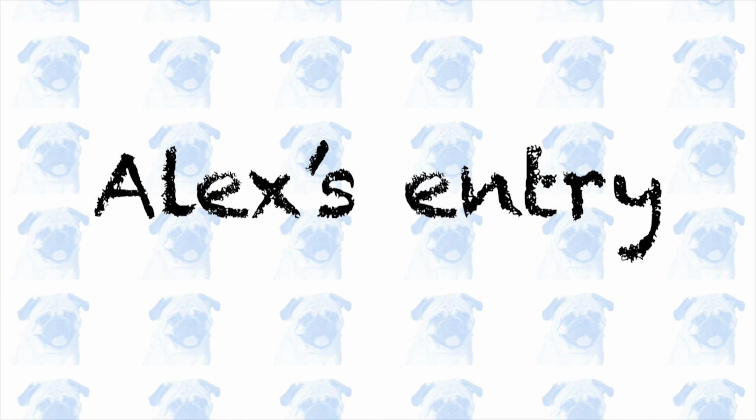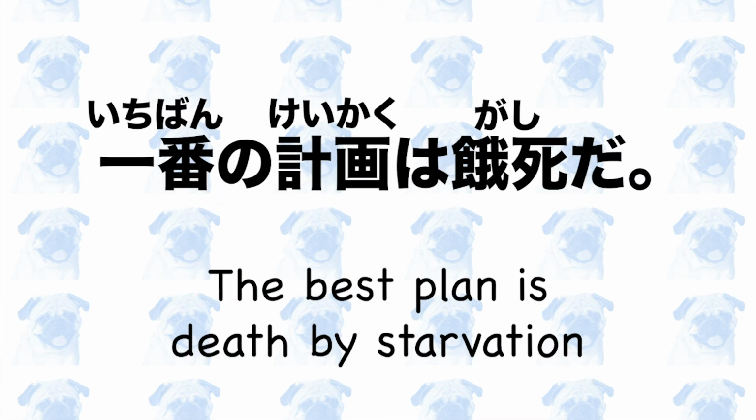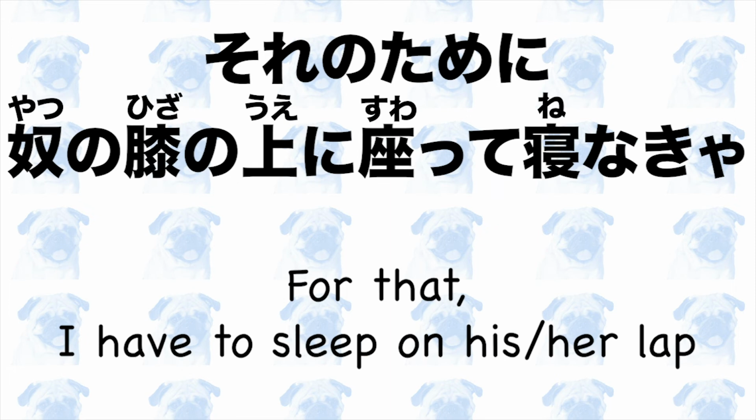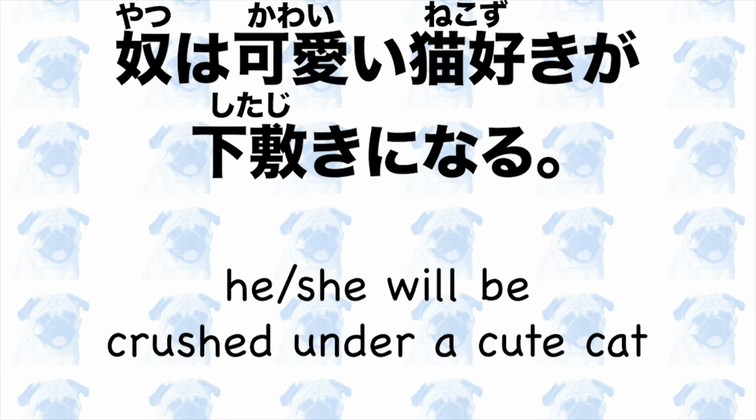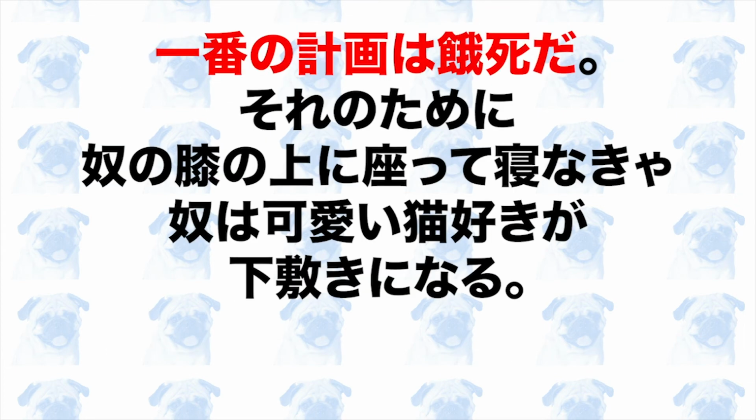Here is his original submission. 一番の計画は餓死だ。それのために奴の膝の上に座って寝なきゃ、奴は可愛い猫好きが下敷きになる。Our cat believes that death by starvation will be the most fitting for the human, and in order to carry out this plan, the cat is going to sleep on the human's lap. This comical idea creates a strong contrast with my previous entry, which makes the reader anticipate some gruesome acts of violence, but instead it is revealed that our cat is actually adorably naive.